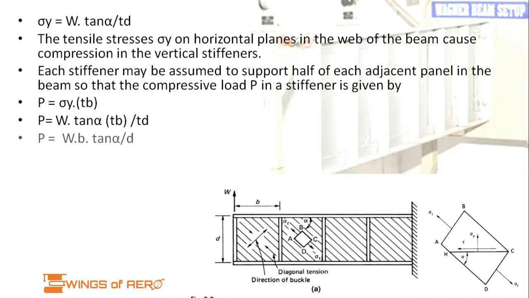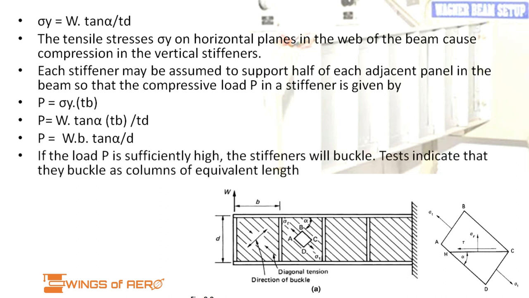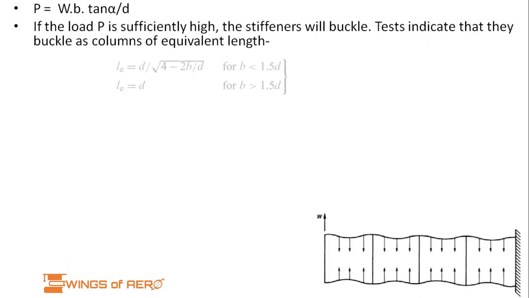If the load is sufficiently high, the stiffeners will buckle. This indicates buckling of a column of an equivalent length given by this form: L equals D by root over 4 minus 2b by b, and L equals D. There are two conditions: if b is less than 1.5 of D, or b is greater than or equal to 1.5 of D. These are the two indicated tests.